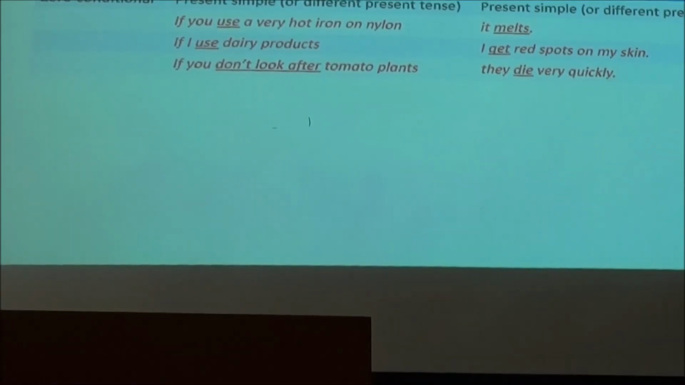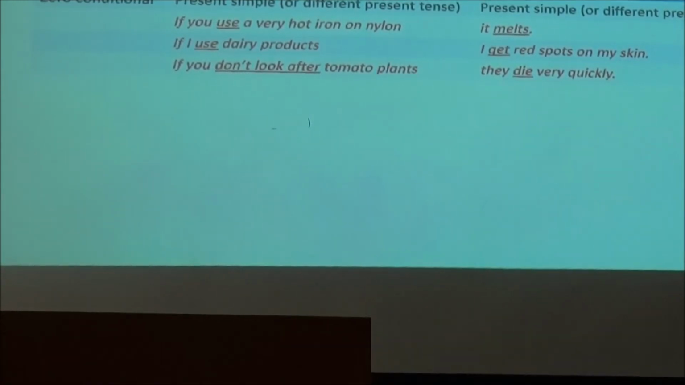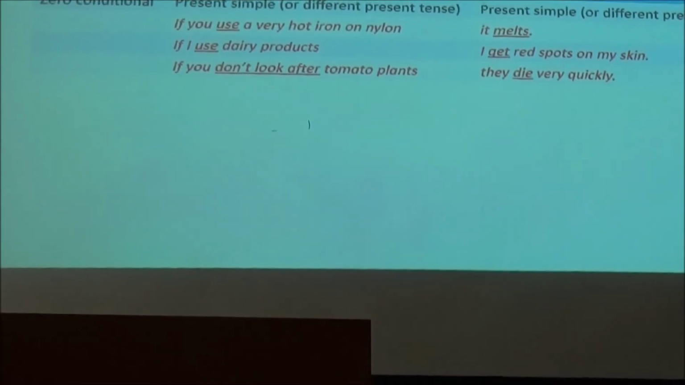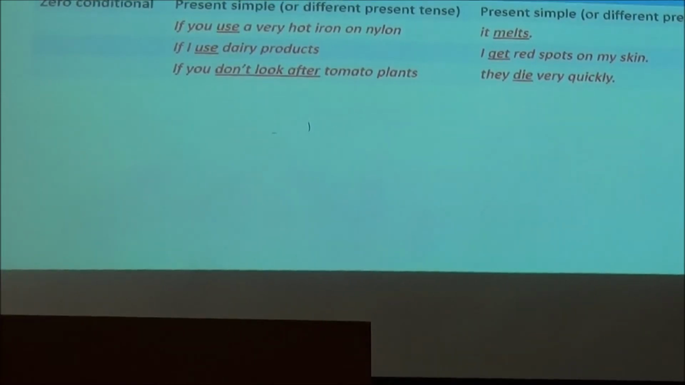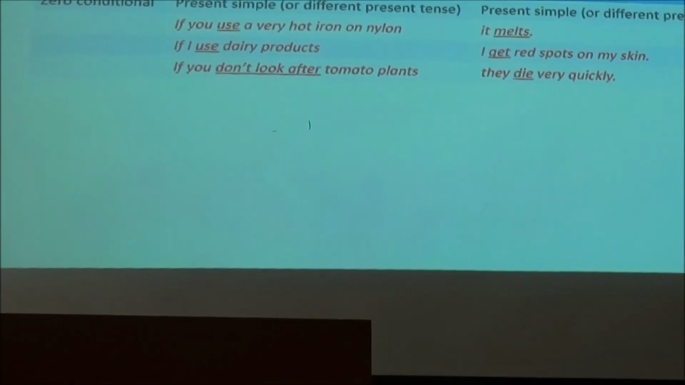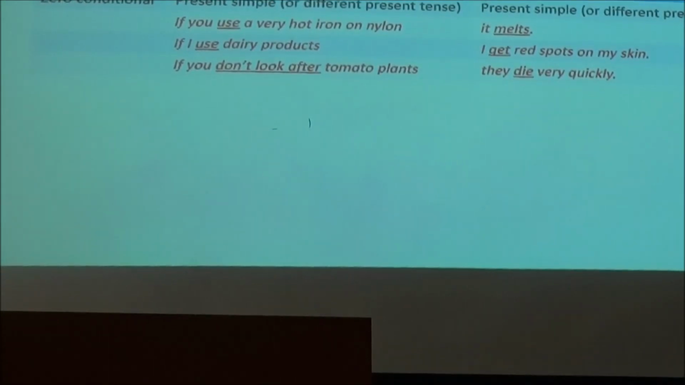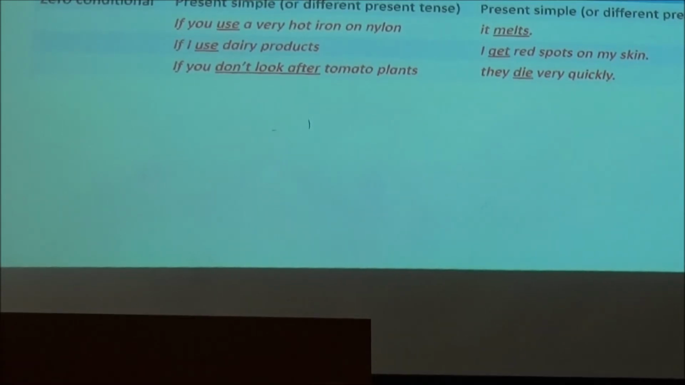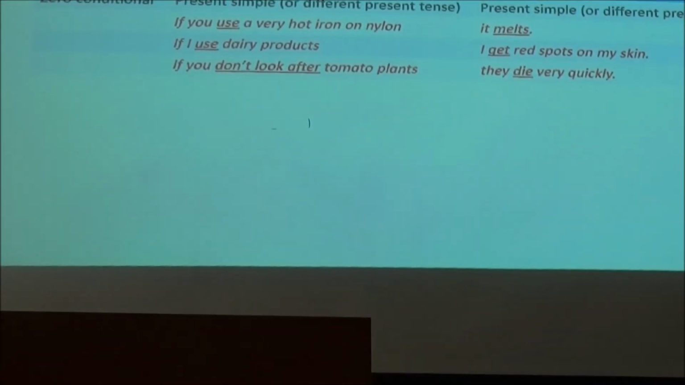So here are three examples. The three sentences which should have been put in this box. If you use a very hot iron on nylon, it melts. Use and melts are both in the present simple. Now, this is a scientific fact, right? This is always true. Nylon melts when you put a hot iron on it. There's no way we can change that. Yeah. This is the first of the four boxes. The outcome is very probable.